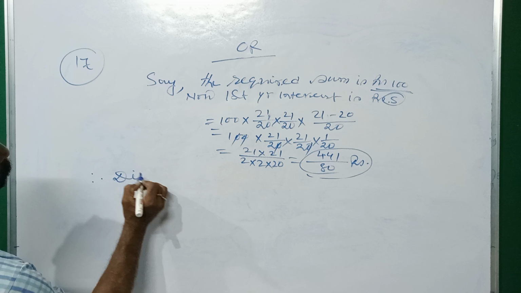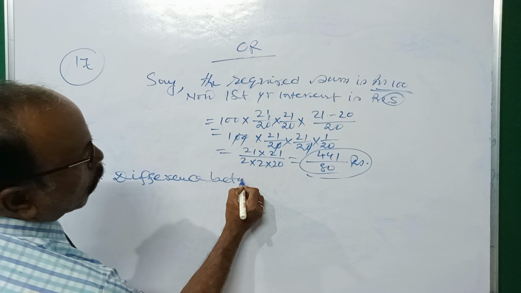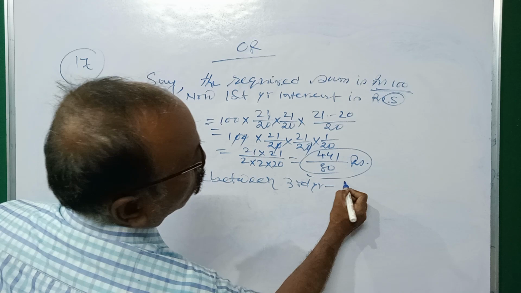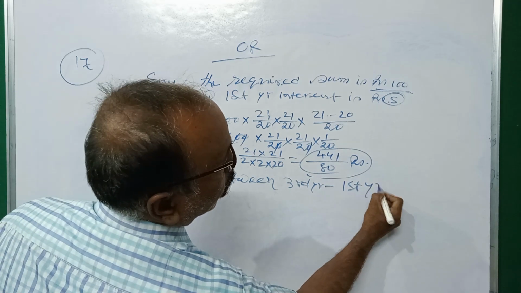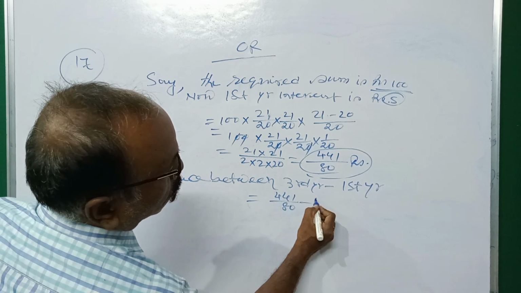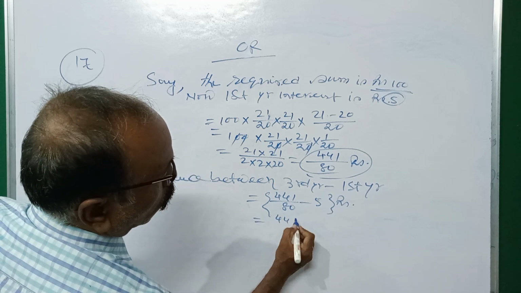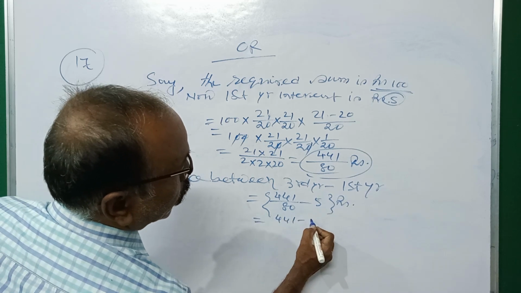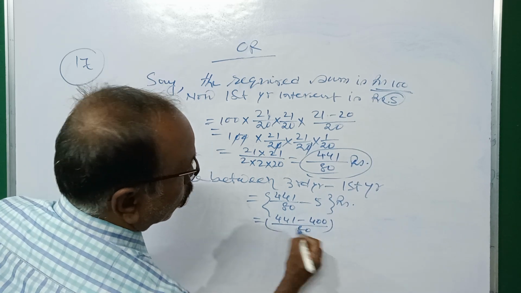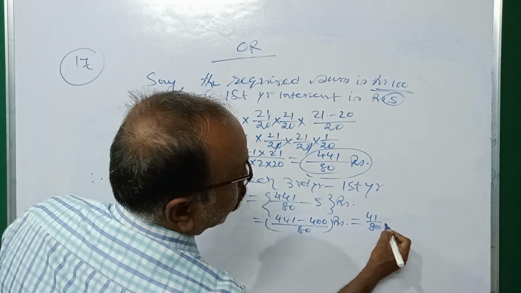Therefore the difference between the third year and the first year, am I clear, is equal to 441 divided by 80 minus 5 rupees, is equal to (441 minus 400) divided by 80 rupees, is equal to 41 by 80 rupees.